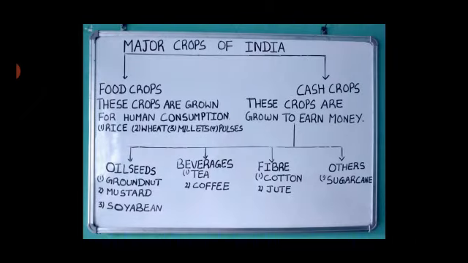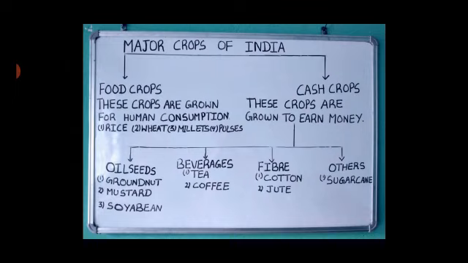So now let's see the major crops of India. In India, the crops are classified under two heads, like two types of crops are grown. Number one is a food crop and number two is a cash crop. Now let's talk about the food crop. These crops are grown for human consumption, like rice, wheat, millet, and pulses.